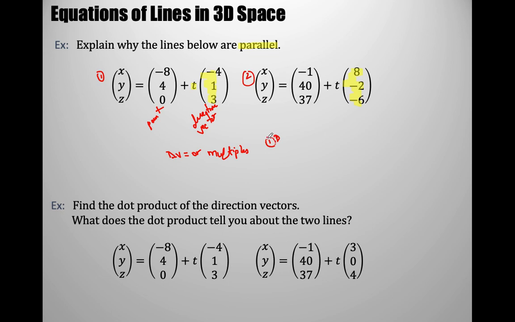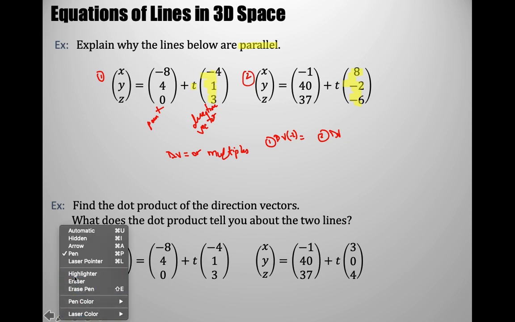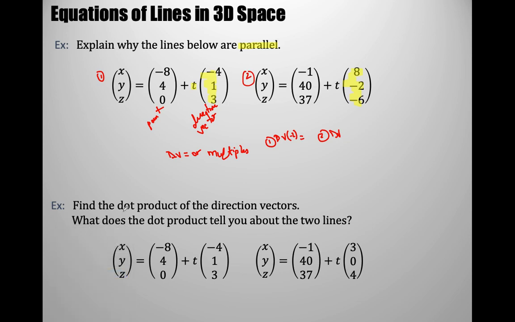So the first direction vector is E. Right? And multiply the first direction vector by negative 2, and I get the second direction vector. Now look at what they're asking me to do. And again, hello, previous objective. Dot product of the direction vectors.